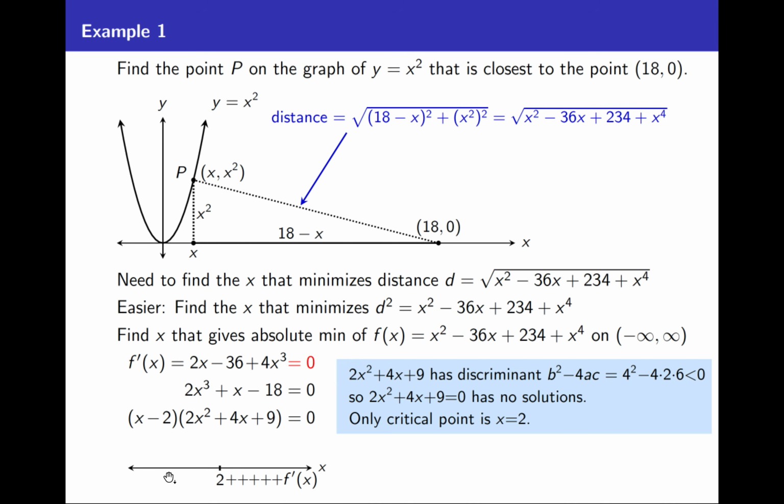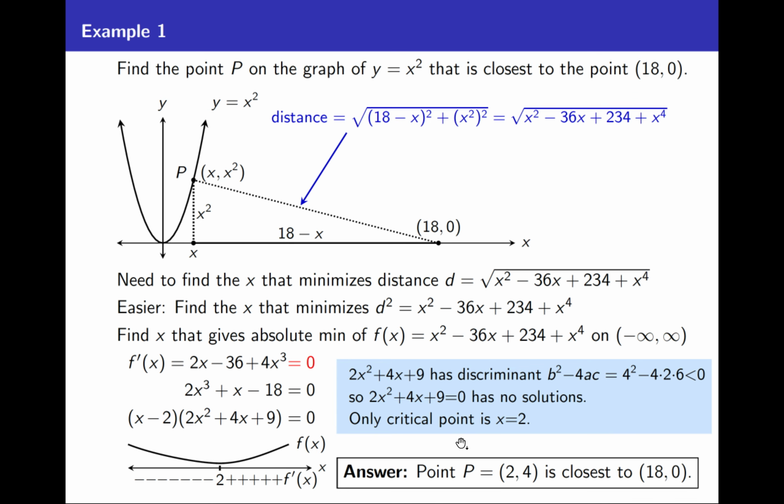So if x is less than 2, this f prime is a negative times a positive, and that's a negative. So our function f, which is, remember, the square of distance, was decreasing until x got to 2, and then it started increasing. So you have an absolute minimum of f of x at x equals 2. And that's the value that minimizes distance squared and consequently minimizes the distance d.